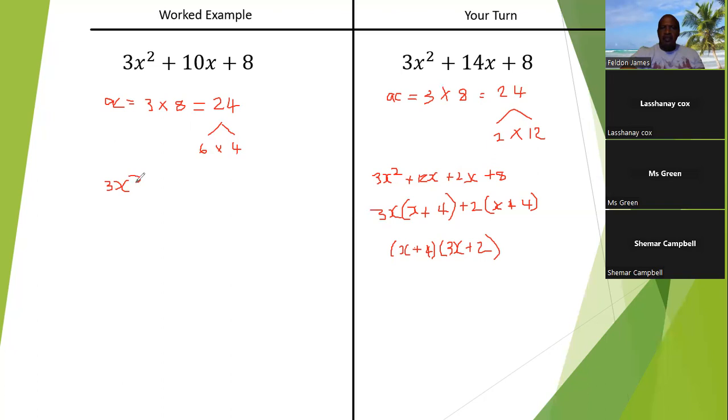All right, so 3x squared plus 6x plus 4x plus 8. You're not going to equate it to 24. You're just going to write back the expression, replacing the middle term with 6x plus 4x. That's what we're doing. All right, continue now.